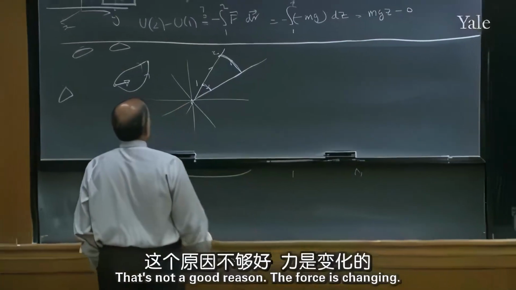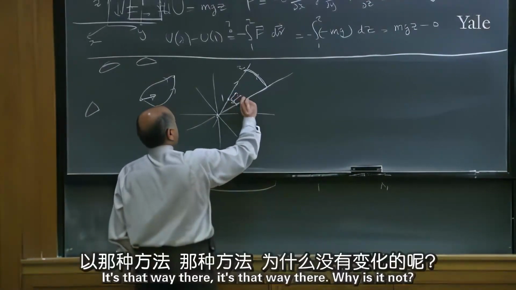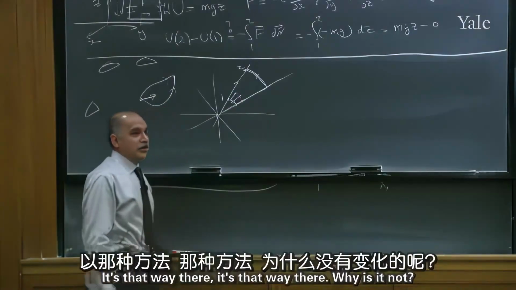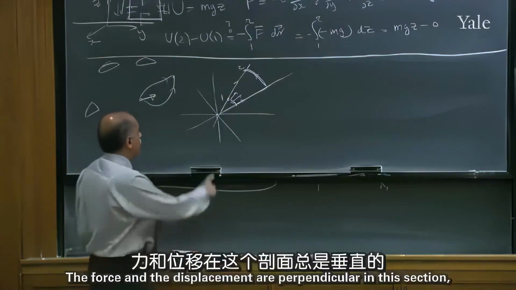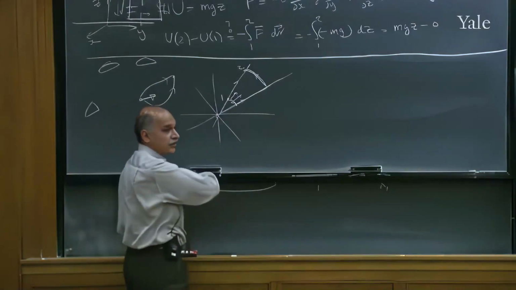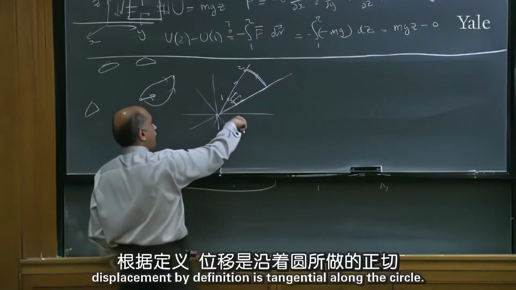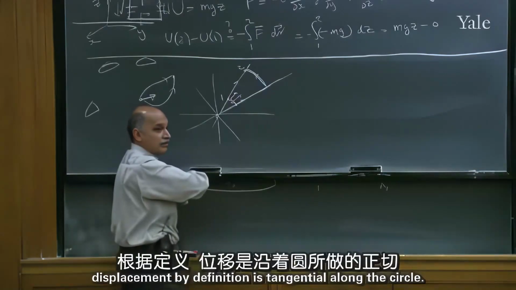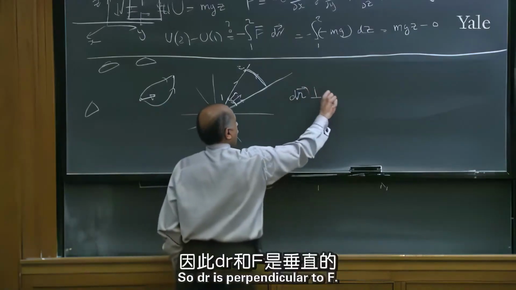That's not the good reason. The force is changing. It's that way there, it's that way there. Why is it not? Yes? It's always perpendicular to the force. The force and the displacement are perpendicular in this section. Because force is radial, displacement by definition is tangential along the circle. So dr is perpendicular to F.